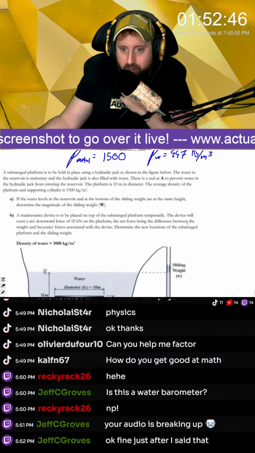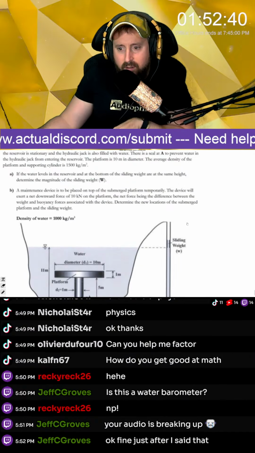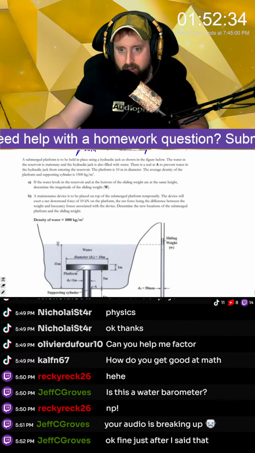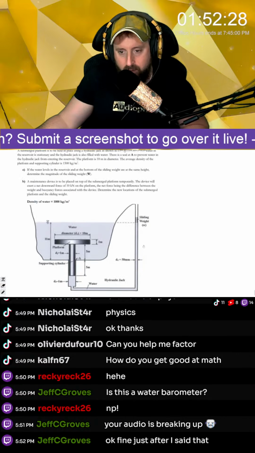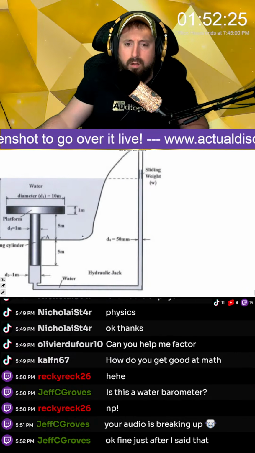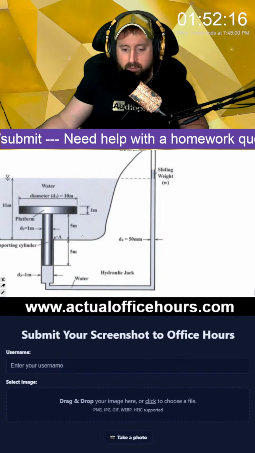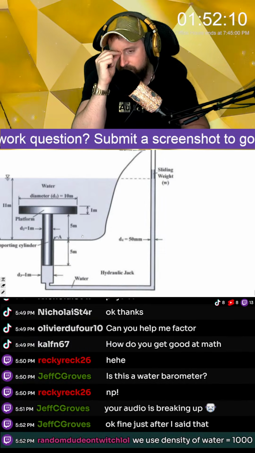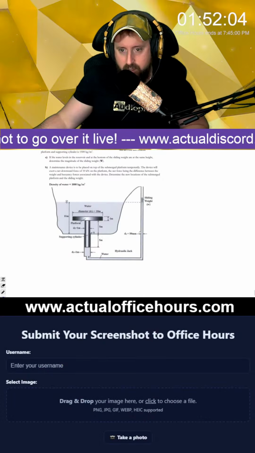Okay. If the water levels in the reservoir and at the bottom of the sliding weight are at the same height. Oh, okay. So they're saying that this height is equal to this height. Great. Okay. Determine the magnitude of the sliding weight. Okay, cool. Interesting. So I think we have to figure out what all the different forces are, right? Yeah, okay. So this is like rho gh equals rho gh.